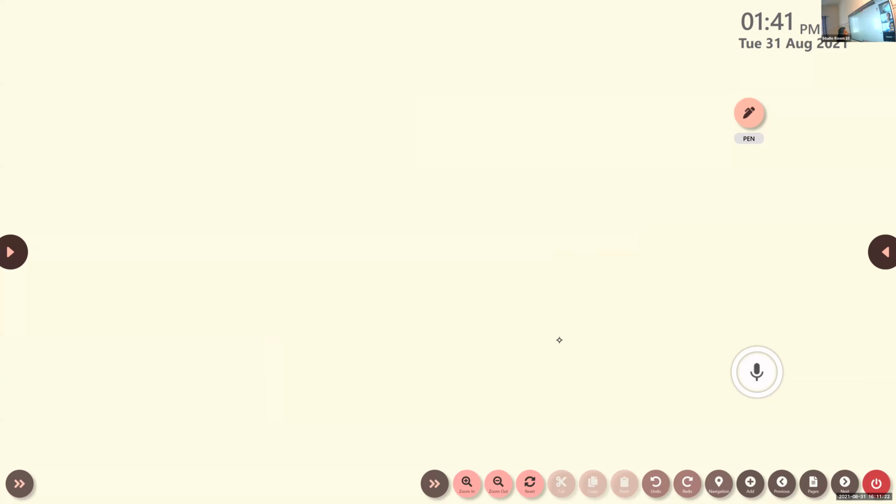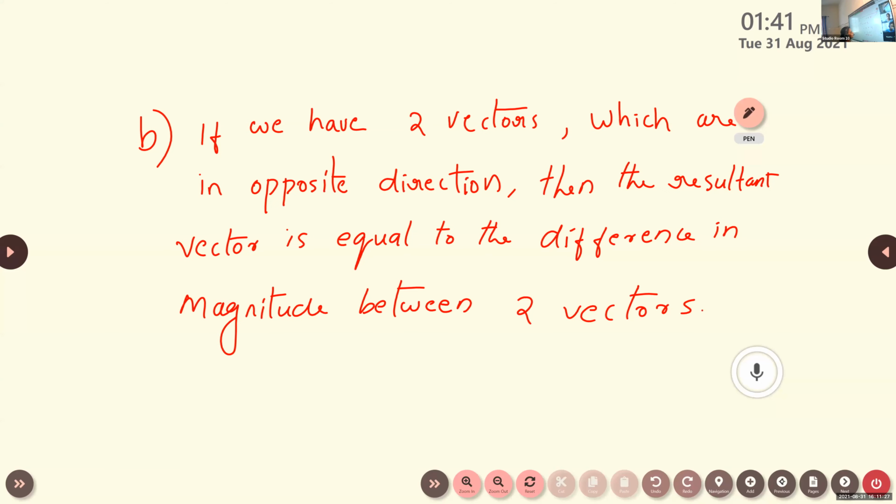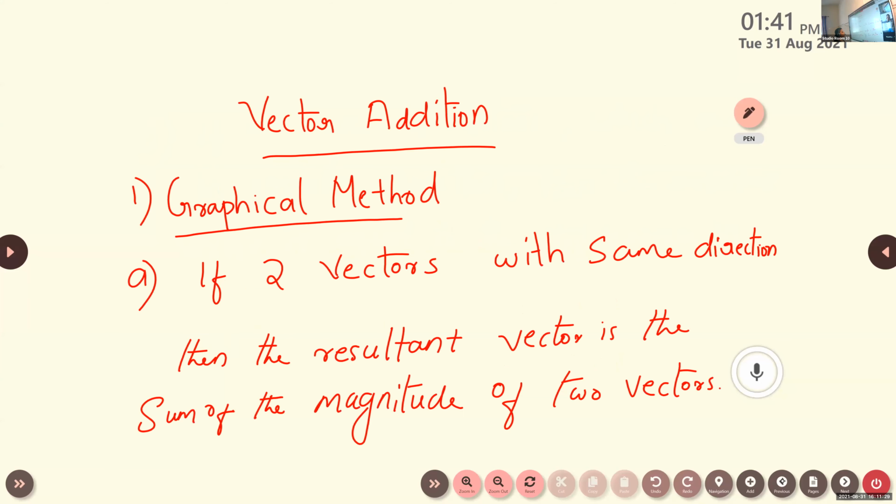So here we are discussing the two cases under the graphical method. The first case: if we have two vectors acting along the same direction, then the resultant vector is the sum of the magnitudes of the two vectors. In this case, we do not need to bother about the direction of the resultant vector because the two vectors are acting along the same direction.